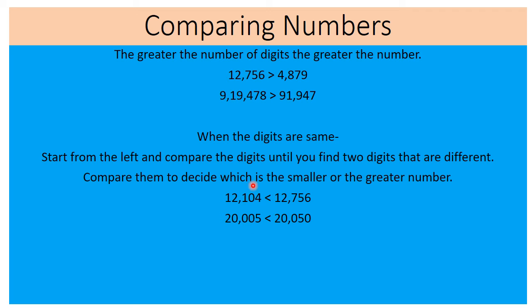So these are the basic two rules which we have to follow. When the digits are not similar, you can simply see that the greater the number of digits, the greater the number will be. And when the digits are similar, you start from the extreme left and compare until you find two digits that are different, and then you compare their place values to decide which is the smaller and which is the greater number.